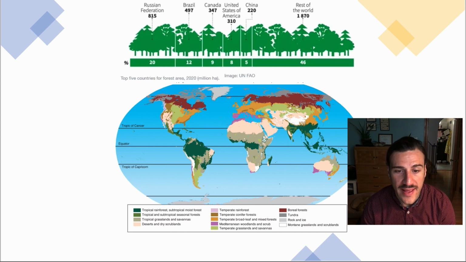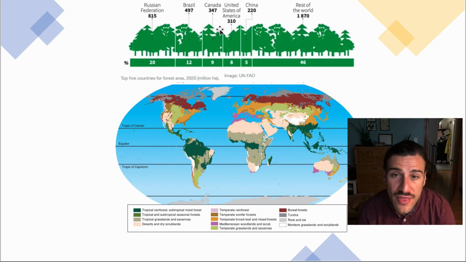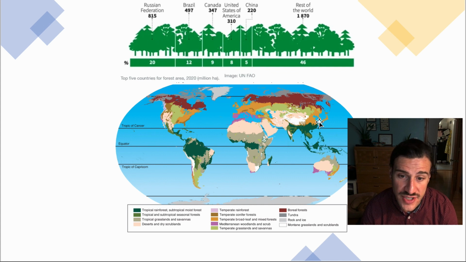When we look at the different biomes on our planet compared to the forest area and the nations that have the most forest area, you see that Brazil is the country with the second most forest area. The Russian Federation has almost double the area of forests. However, these forests are fundamentally much different.